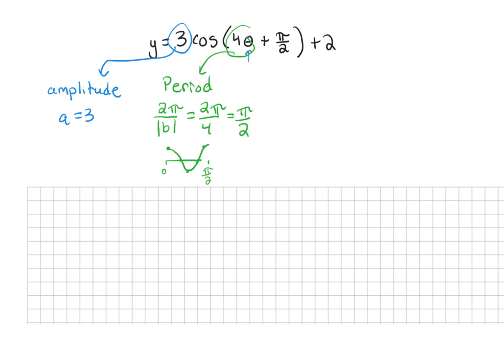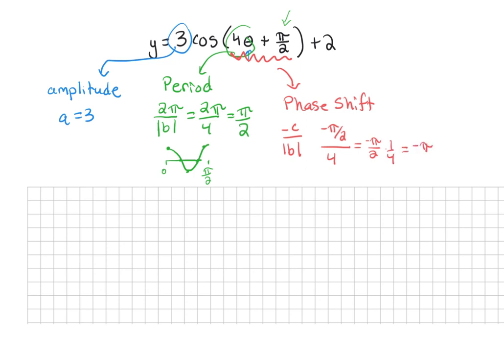But we're not going to start at 0 because we have a phase shift. So the opposite of c, so negative pi over 2, and it's divided by 4. Dividing by 4 is the same as multiplying by 1/4. So negative pi over 2 times 1/4 is negative pi over 8. So we're shifting it because it's negative. We're shifting it left pi over 8. And then we have this vertical shift that is up 2, which means the midline is at the line y equals 2.